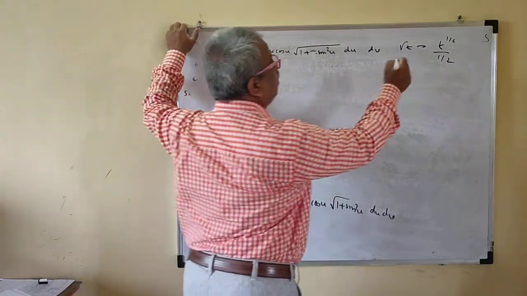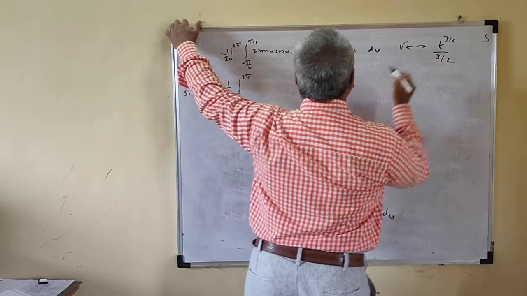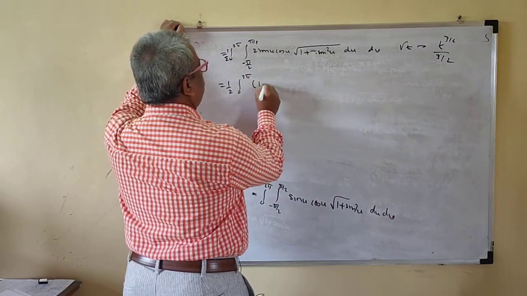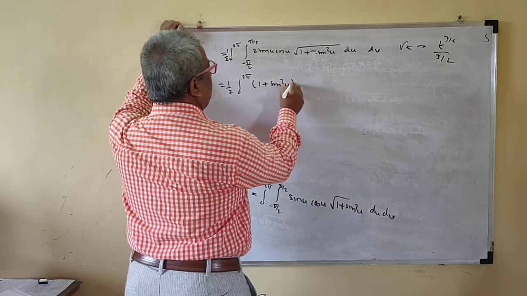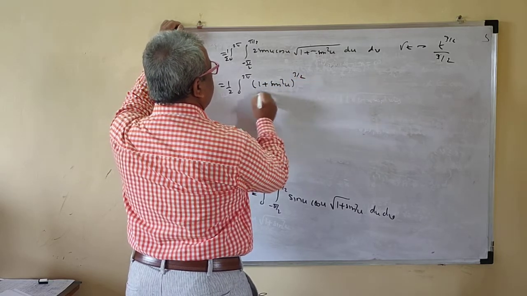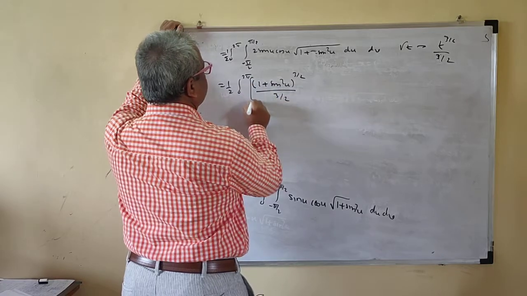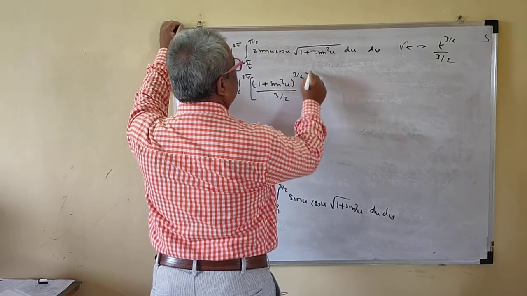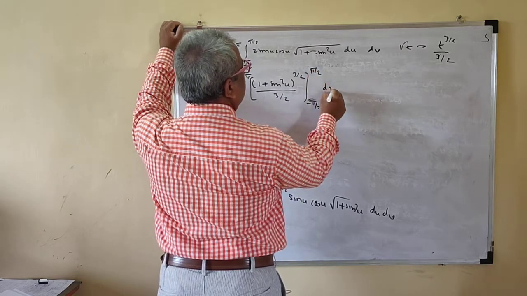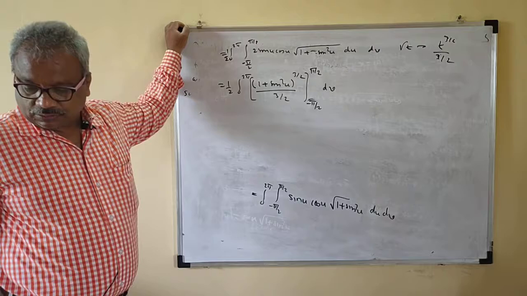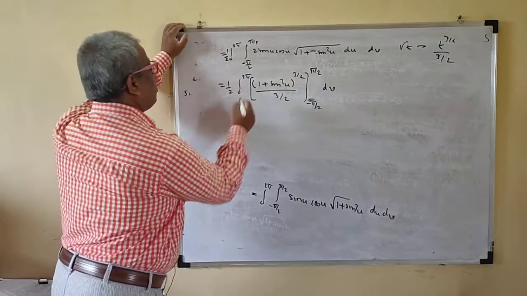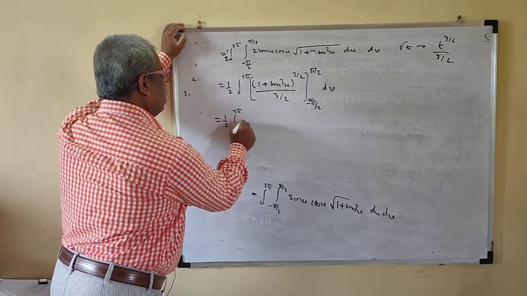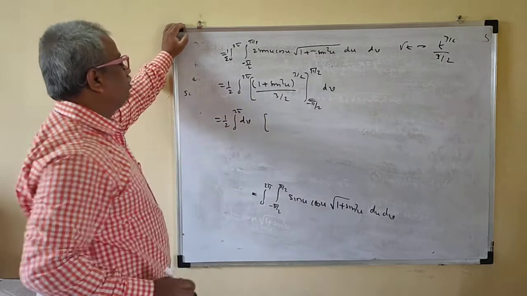So t raised to 3 by 2 upon 3 by 2. So what will this integration be? 1 plus sin square u, raised to 3 by 2 upon 3 by 2, from minus pi by 2 to pi by 2, dv. Okay, so I can separate dv also. This is 1 half, 0 to 2 pi dv, and I can write this separately.